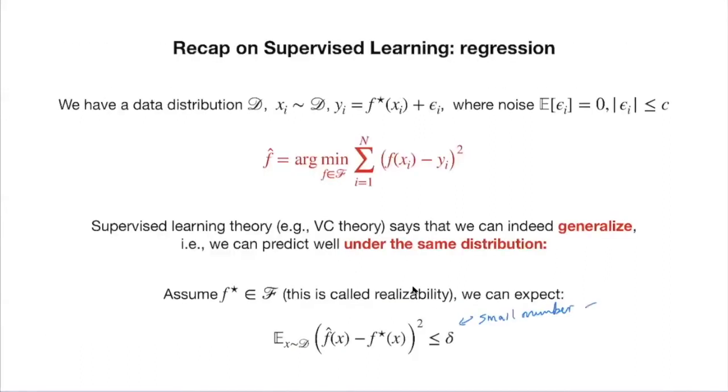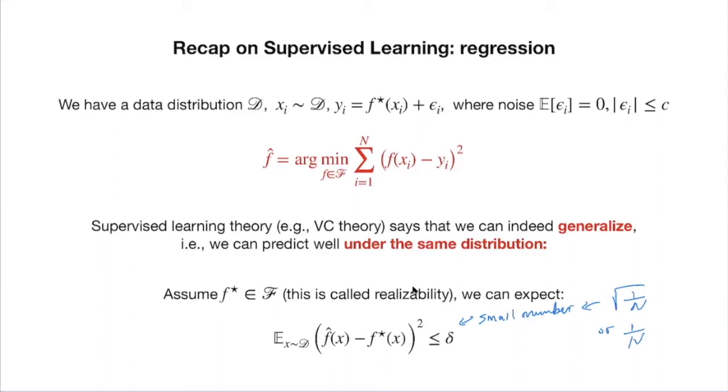So this number often shrinks in the order of square root of 1 over n, or sometimes it could be faster, at the rate of 1 over n. But these are the details of the statistical analysis of a supervised learning algorithm, which is something that we don't want to go into in this class.